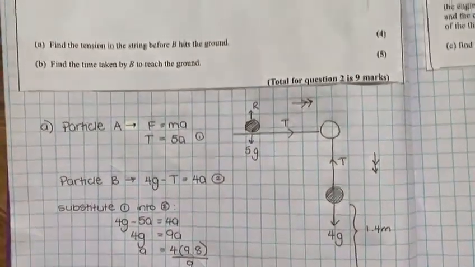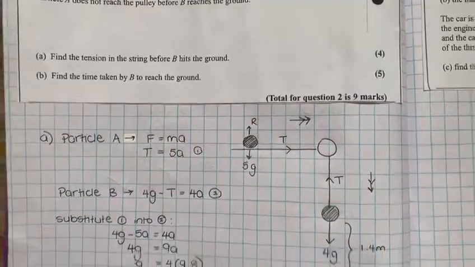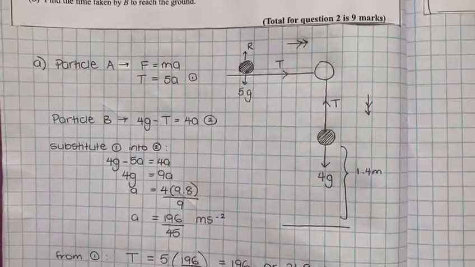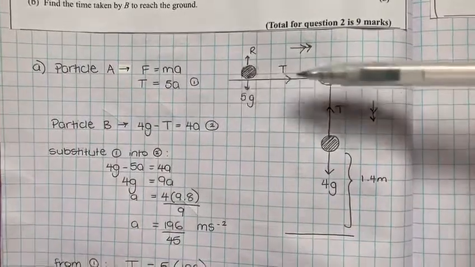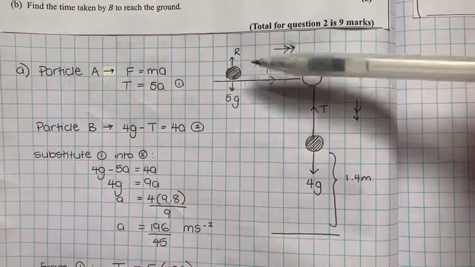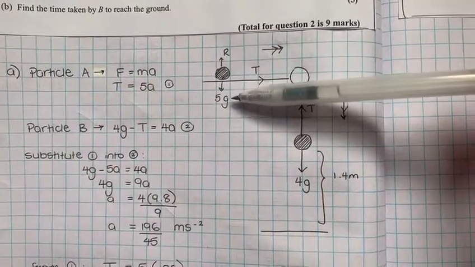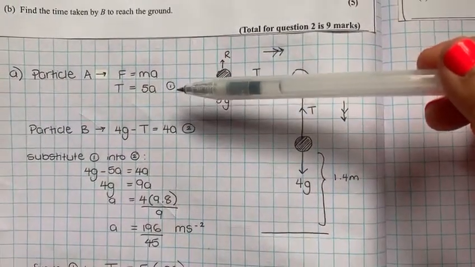So in part A, I'm asked to find the tension in the string before B hits the ground. So I'm going to start with my F equals ma, and I'm going to set that up for particle A, which is this one here. Really the only force that I'm interested in is the force of tension. And my mass is 5, so I just did T is equal to 5 times a.